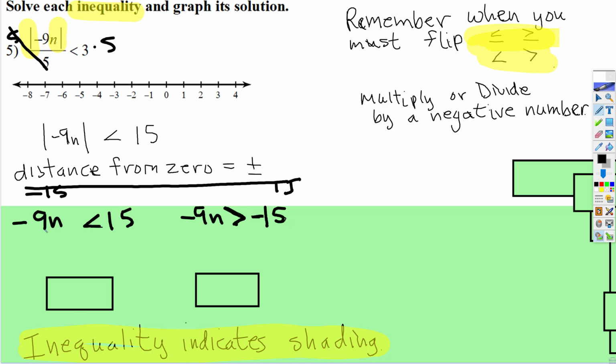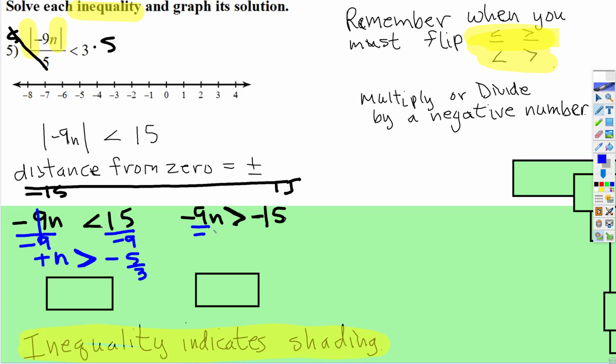And now, be careful. When you divide both sides by negative 9, what did we just do again? We divided an inequality by negative. This now flips to positive n. This now flips to, they both have a 3 in common, so negative 5/3. Because both sides flipped, we have to flip this inequality sign.